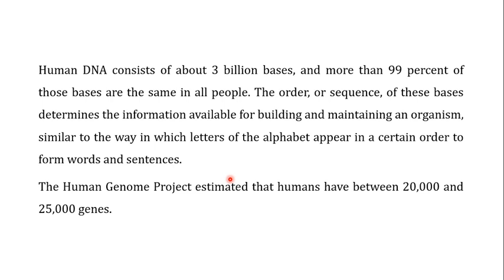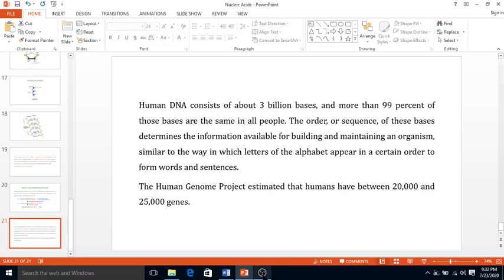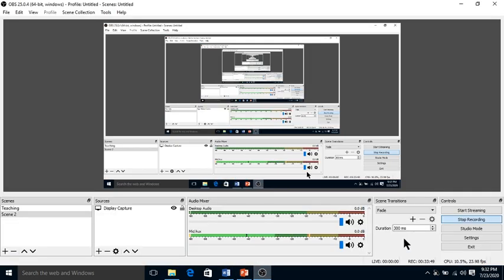If you talk about the genes, we will discuss that in detail in the next video, but as per the Human Genome Project, there are about 20,000 to 25,000 genes present in the human genome. So we will continue the discussion in the next video.